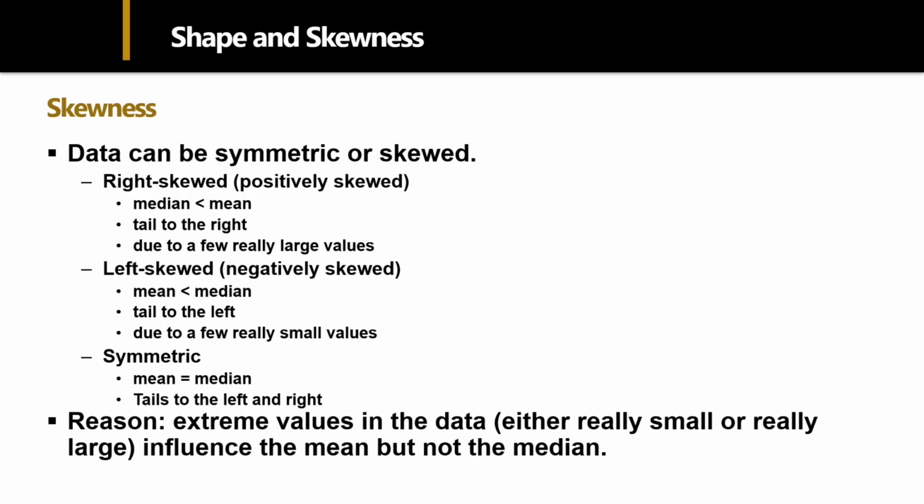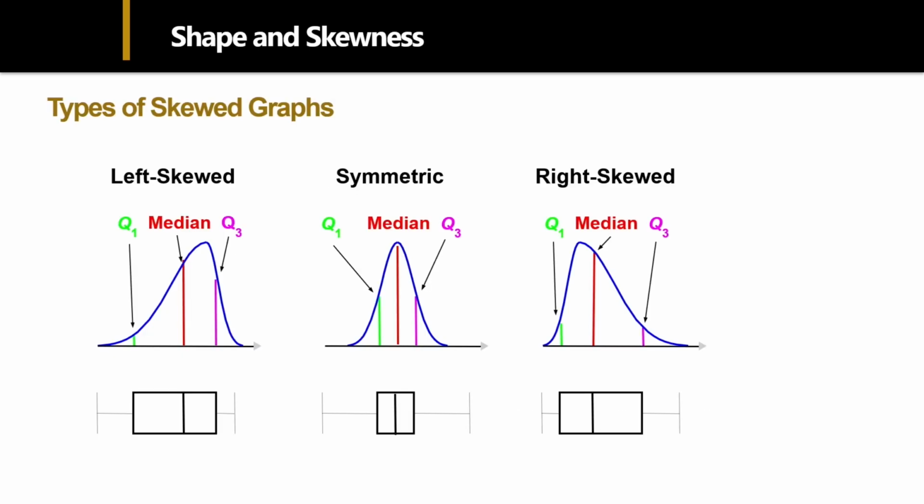A left-skewed distribution, or negatively skewed, is the opposite. It's when you have a few very small numbers that pull the mean away from the median. Therefore, the mean is going to be less than the median. In both cases, extreme values pull the mean away from the median. As we can see here in this graph, symmetric is nice and balanced. It shows the mean and the median are the same, while the left-skewed and the right-skewed have a non-symmetric distribution.